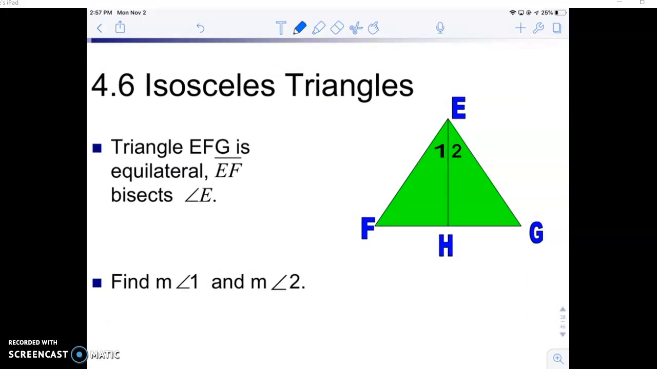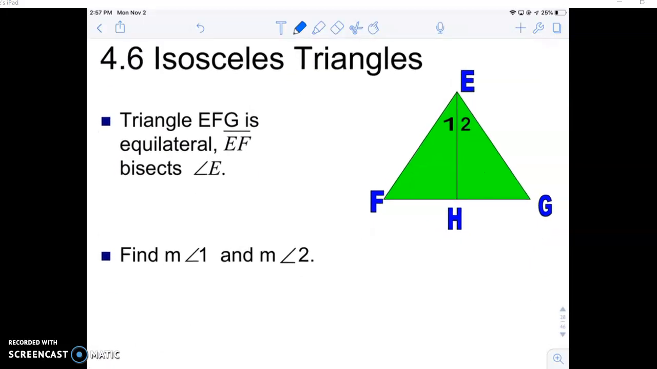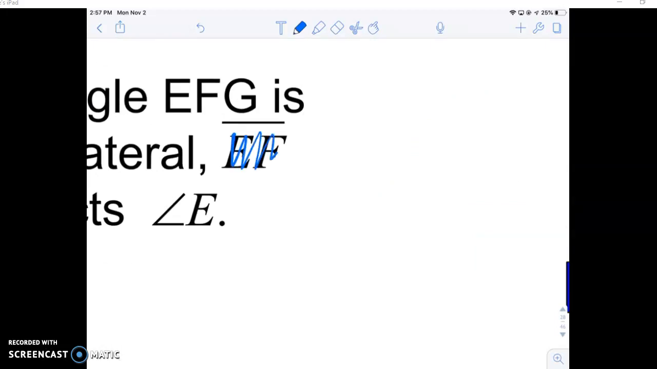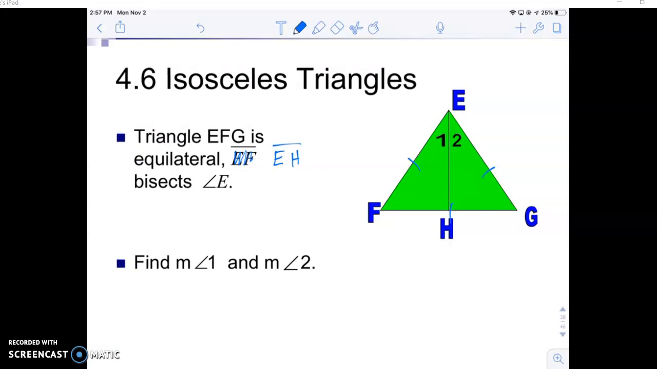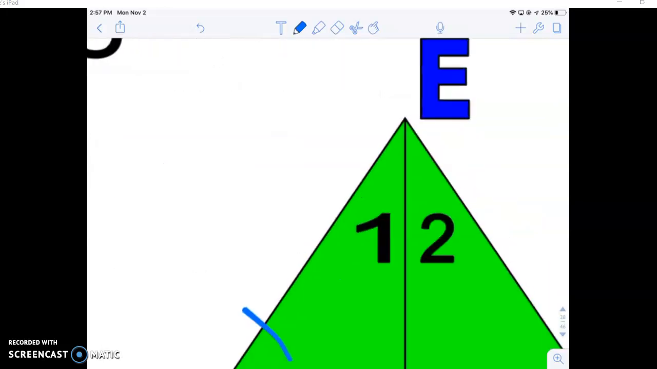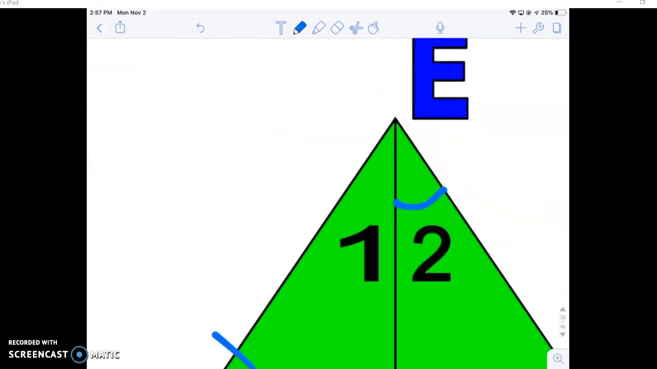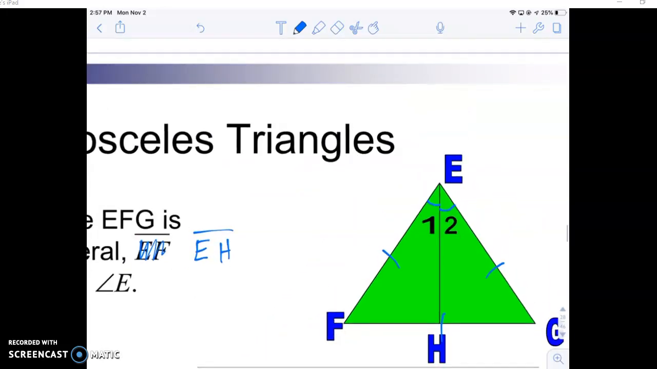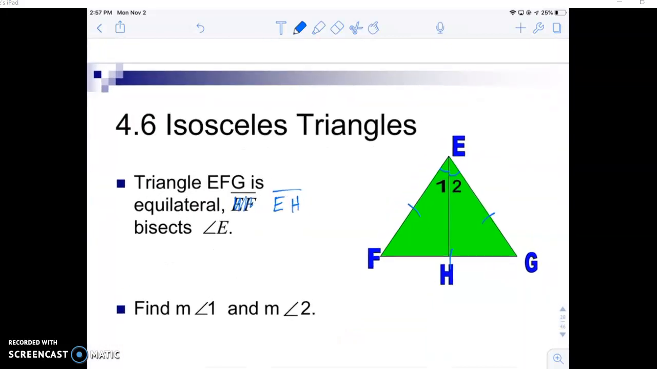Moving on. Next, it says triangle EFG is equilateral. That means all three of those sides are the same. And then it says EF. It's actually supposed to say EH, sorry, I don't know why it says EF. EH bisects angle E. Remember, what that tells us is that these angles are exactly the same. That's the definition of bisect: it splits that angle into two equal parts.